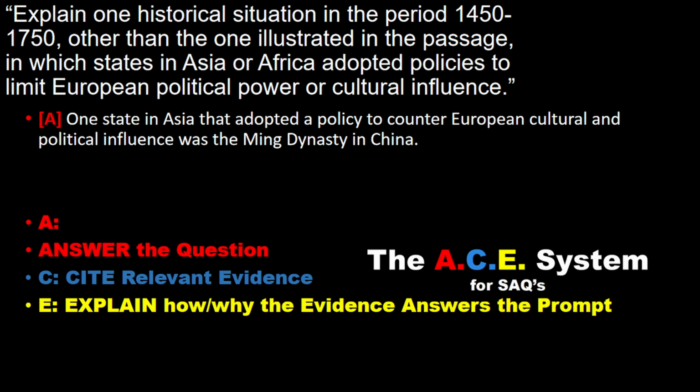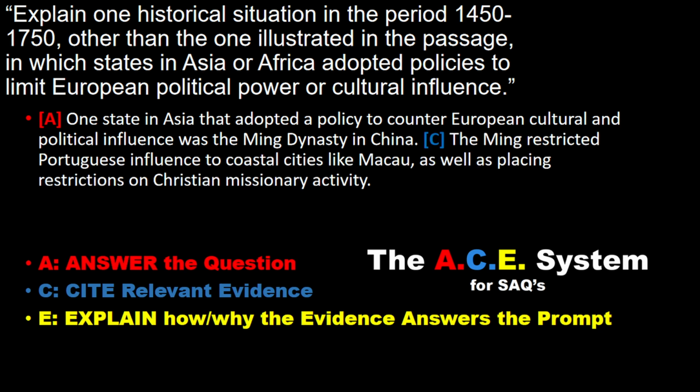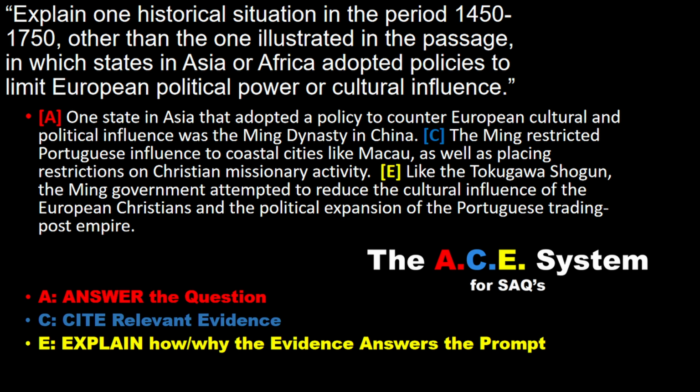I'll volunteer. One state in Asia that adopted a policy to counter European cultural and political influence was the Ming Dynasty in China. The Ming restricted Portuguese influence to coastal cities like Macau, as well as placing restrictions on Christian missionary activity. Like the Tokugawa shogun, the Ming government attempted to reduce the cultural influence of the European Christians and the political expansion of the Portuguese trading post empire.